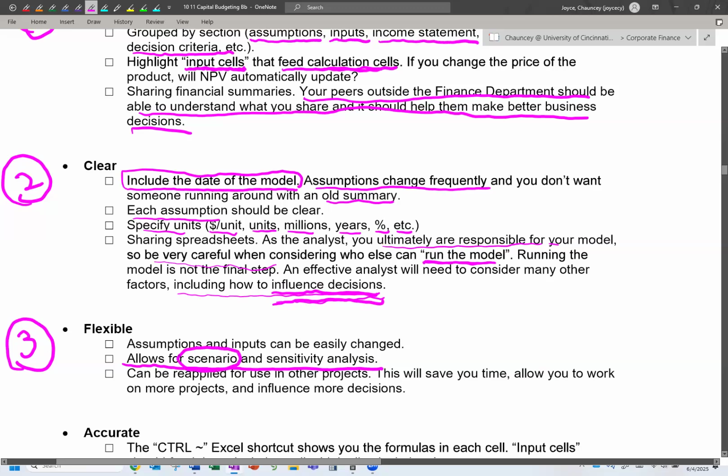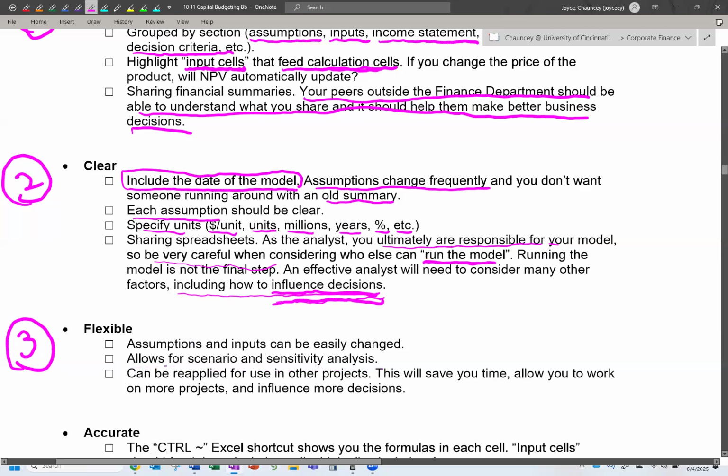Scenario analysis is the investigation of what happens when you change multiple inputs on a certain value. So maybe you change price and volume and cost in one scenario to see what happens to NPV, whereas sensitivity analysis is the investigation of what happens when only one variable is changed. So maybe you change price and you say what offering a different price would do to net present value.